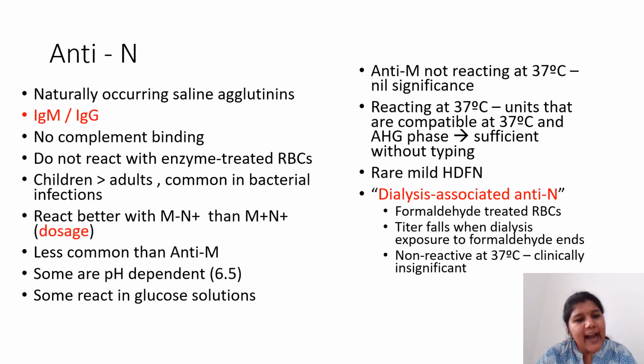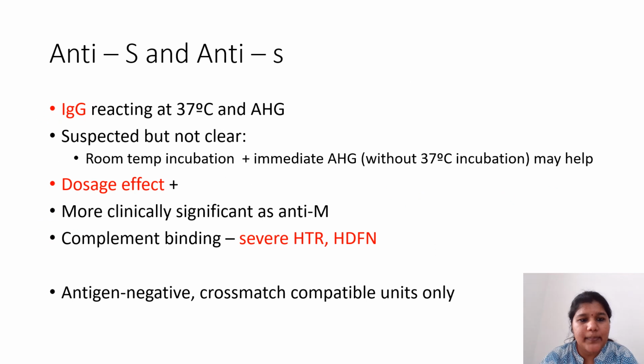Coming to anti-N, it is almost similar to the examples of anti-M. The one thing that differs is the dialysis associated anti-N. What happens is that formaldehyde treated RBCs due to dialysis produce an antibody similar to anti-N. Now the titer of this anti-N will fall once the dialysis has been stopped and the exposure to formaldehyde is over. Coming to anti-capital S and anti-small s, both are IgGs reacting at 37 degrees centigrade and the AHG phase.